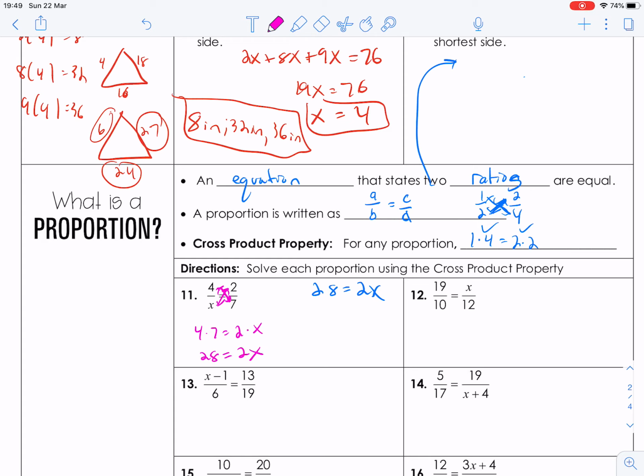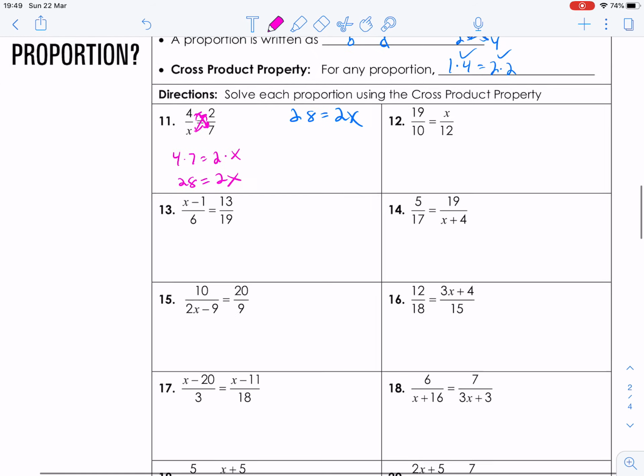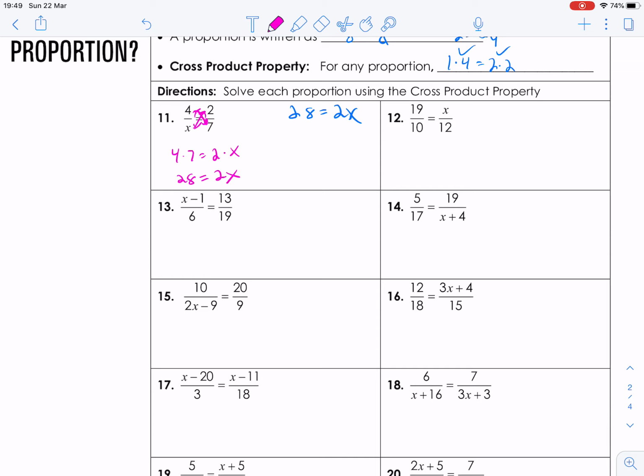If you didn't know that, cross multiplication will be confusing once you get to higher math. But if you do know that, cross multiplication is a nice shortcut. So I do that all the time because it's a nice shortcut. It's quicker. So here we go. Let's do the odds here.